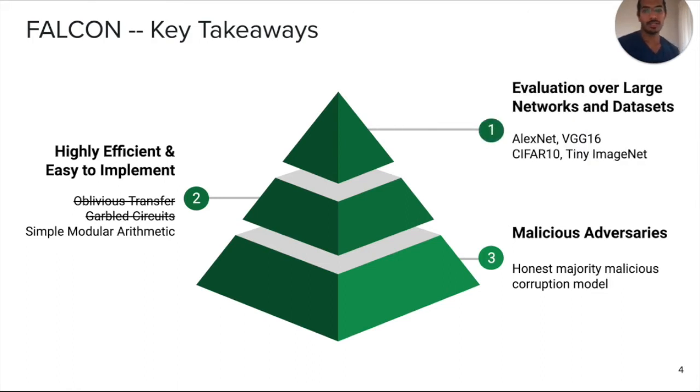And then the final key takeaway is we evaluate over very large networks and datasets such as AlexNet and VGG16, which contain hundreds of millions of parameters, also on larger datasets. And we do a number of other experiments to really give some new insights on this domain of privacy-preserving machine learning. So I'm going to present each of these three takeaways in reverse order. I'll start with malicious adversaries.